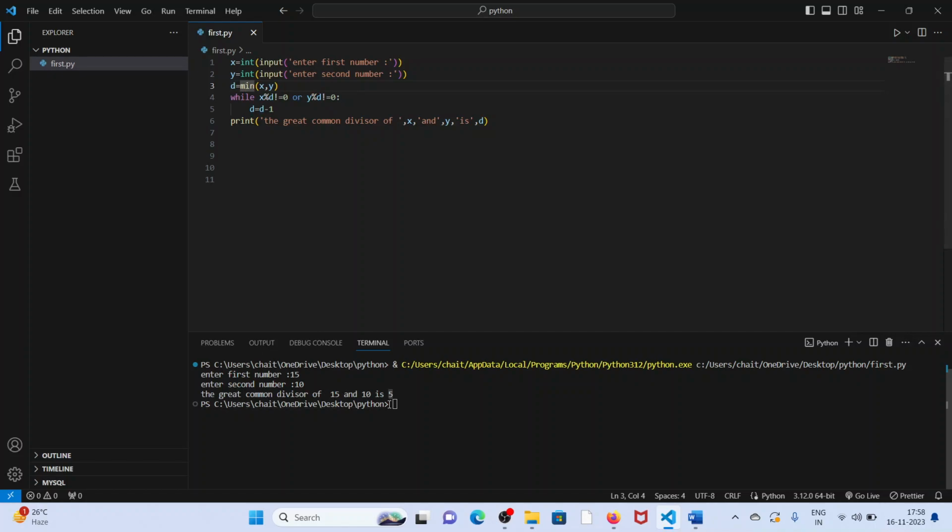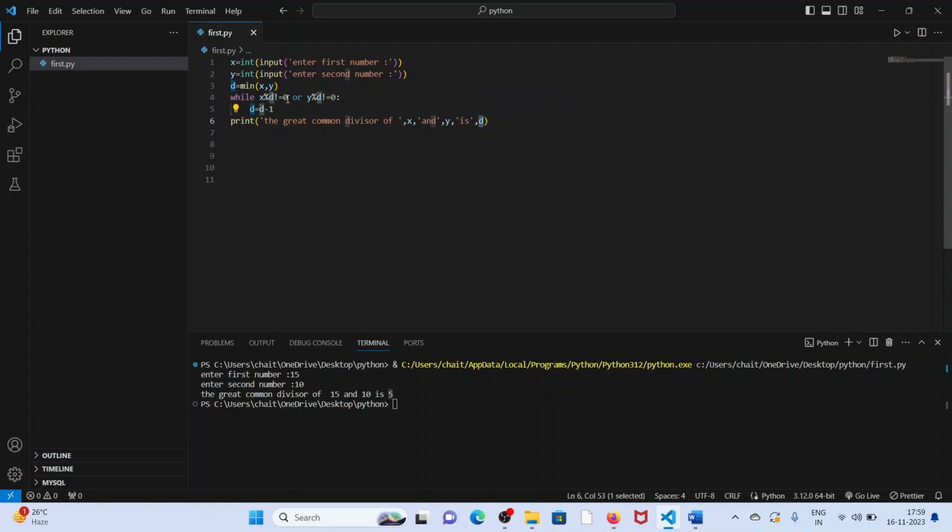So now d reaches 5. 15 % 5 equal to 0 is false here. And 10 % 5 is also false. So it comes out of the loop, and d is the greatest common divisor.